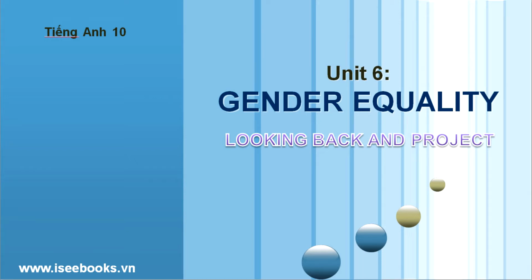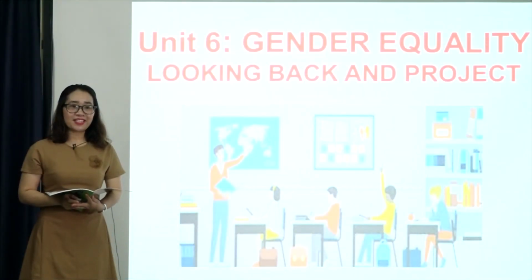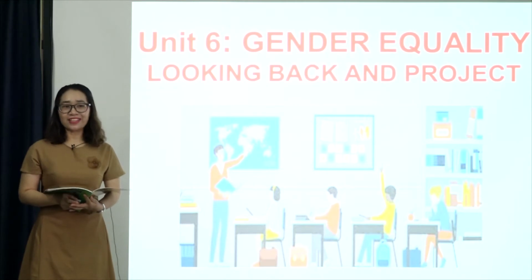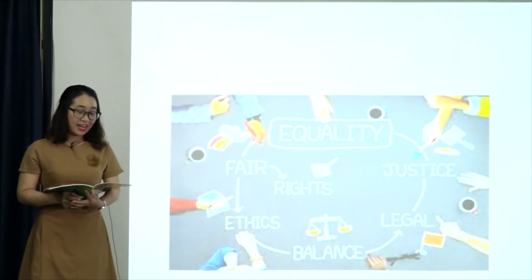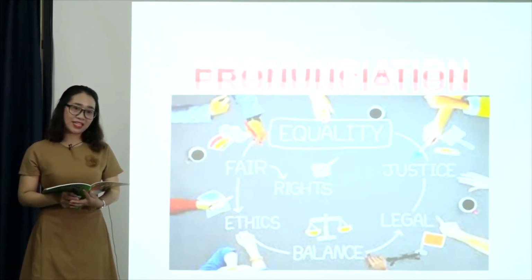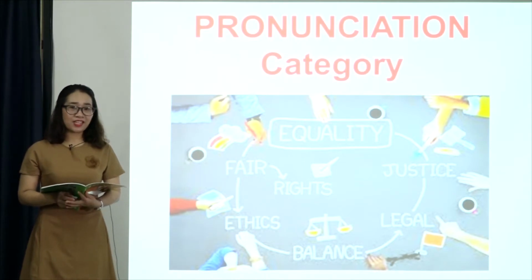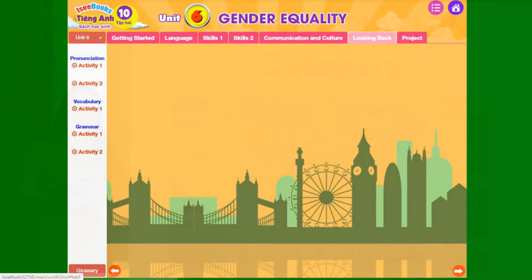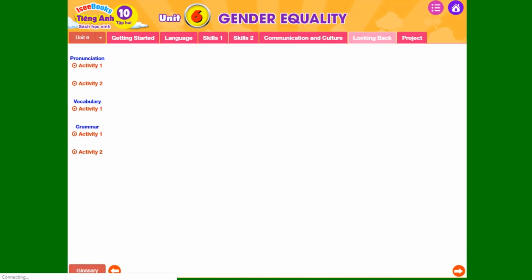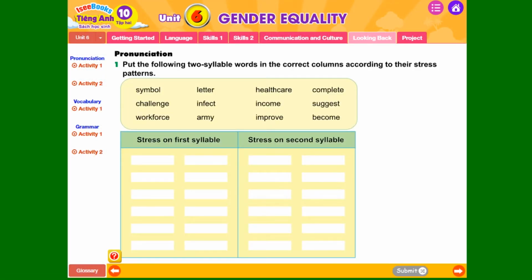Now, let's start with Unit 6, Gender Equality, and we come to the final part, Looking Back and Projects. The first part of Looking Back is Pronunciation, and in the pronunciation, we come to Activity 1, Category. Looking Back. Pronunciation. 1. Put the following two-syllable words in the correct columns, according to their stress patterns.